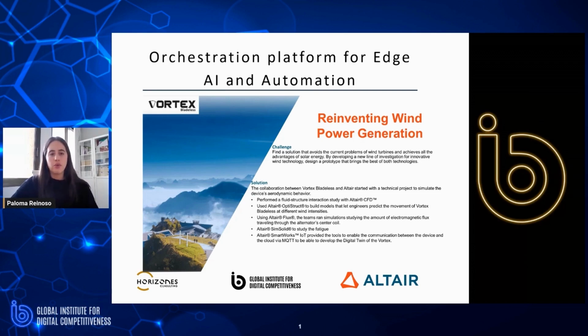And right now, thanks to all the data that they've been gathering with IoT, they are starting to develop data analytics models to do predictive maintenance, and in the end, extend the lifetime of the Vortex Bladeless.